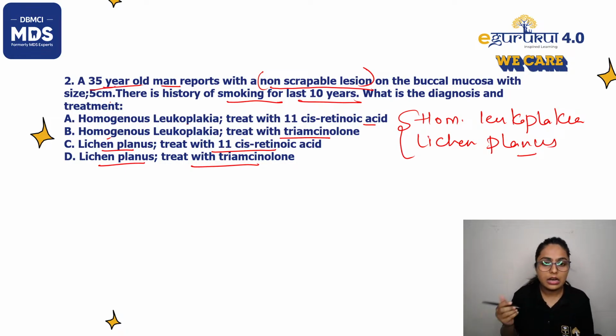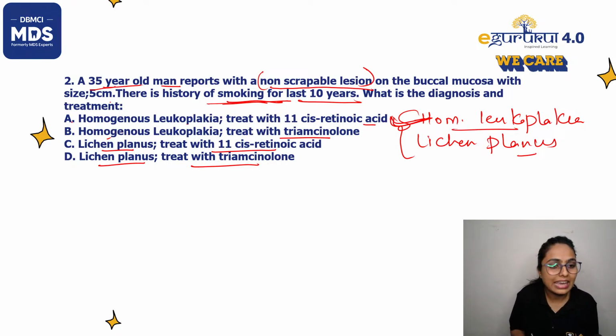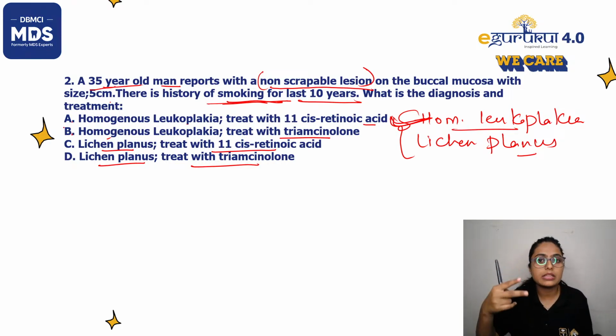All right. Now, what do we have to rule out the other three options? They have again mentioned history of smoking for the last 10 years. All right, history of smoking. So there is tobacco usage there. So we'll prioritize which option? Homogeneous leukoplakia. So homogeneous leukoplakia is there in option A and B. Now we have to choose between these two.